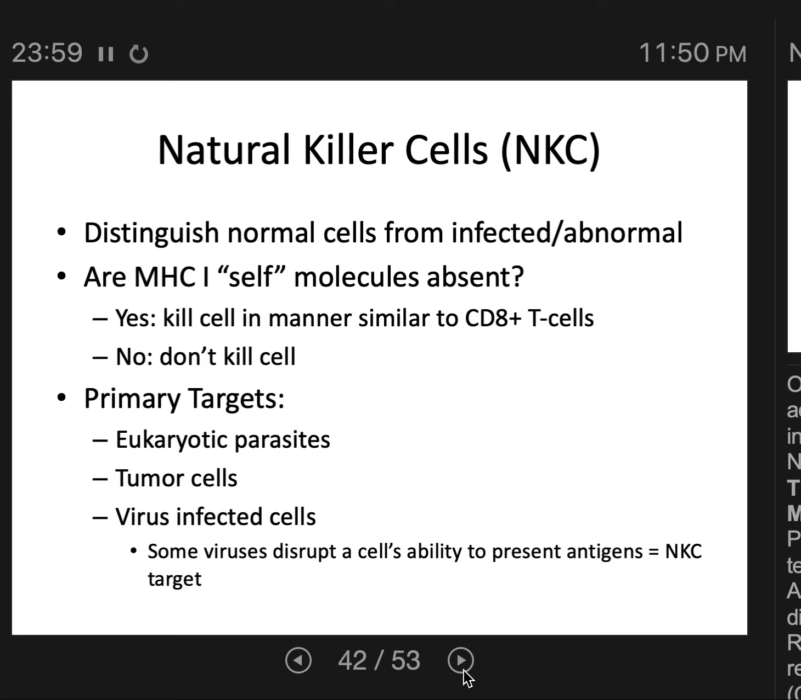So a virus can try to hide from the cytotoxic lymphocytes by knocking out the MHC class 1s, the antigen display case, but then the natural killer cell will come and say, this is missing the self tag, so it'll kill the cell anyway.